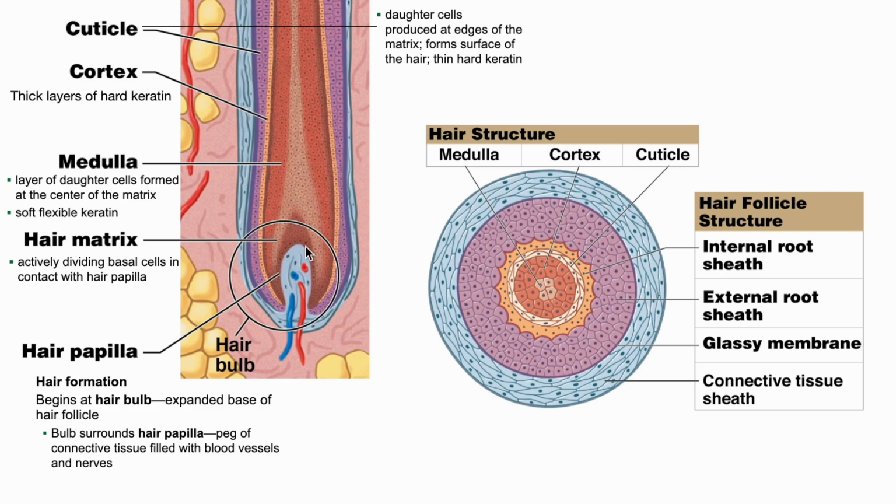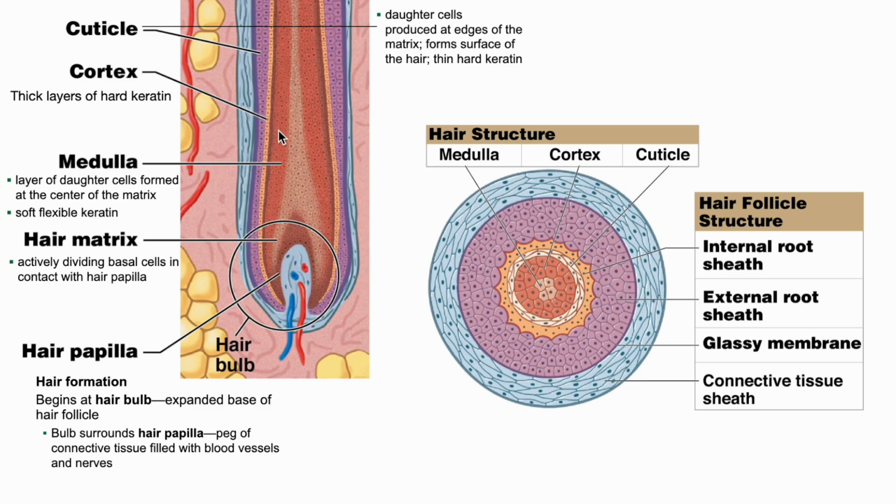So the hair matrix is where we're going to find those actively dividing basal cells that will ultimately create the dead cells that form the hair. In the medulla, we're going to have a layer of daughter cells. They are coming from the hair matrix. These are still relatively flexible because the keratin is just beginning to fill these cells.